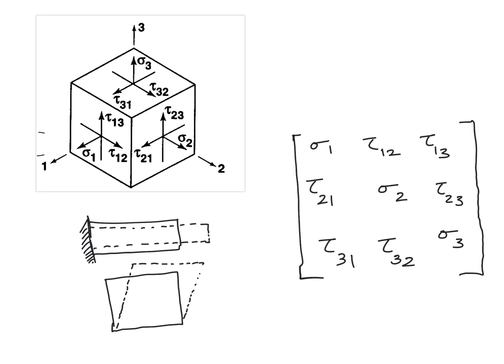Sigma 1, sigma 2, sigma 3 are extensional normal stresses, so they give you an indication of the stress acting perpendicular to a given face, as shown here. Sigma 1 acts perpendicular to face 1, sigma 2 acts perpendicular to face 2, and sigma 3 acts perpendicular to face 3. While tau 12, tau 13, tau 23, and tau 32 are shear stresses. Shear stresses act along the plane, they cause shear deformation as shown here. So these are basically the 6 components in the stress tensor.